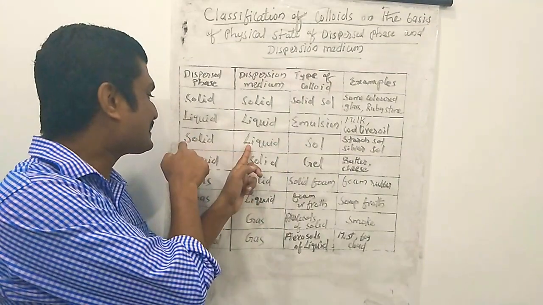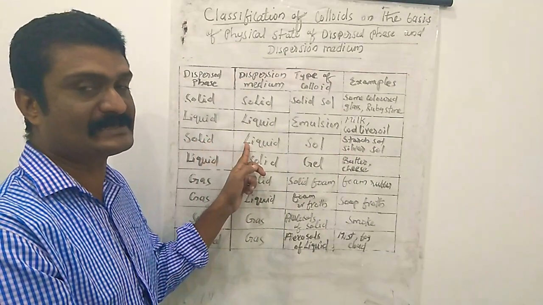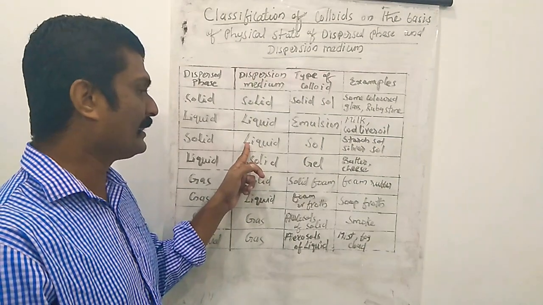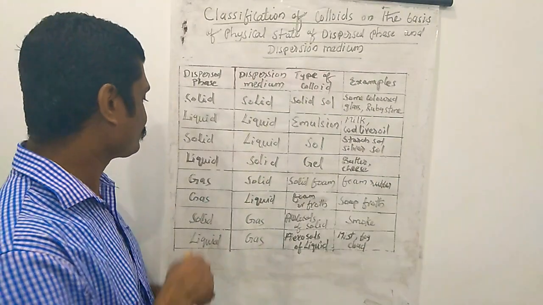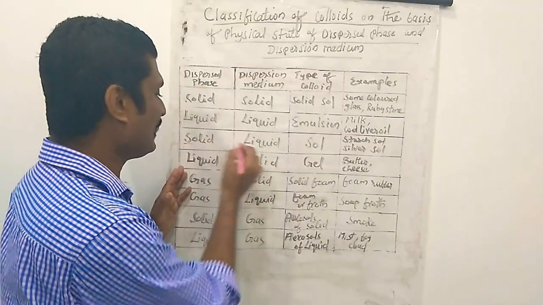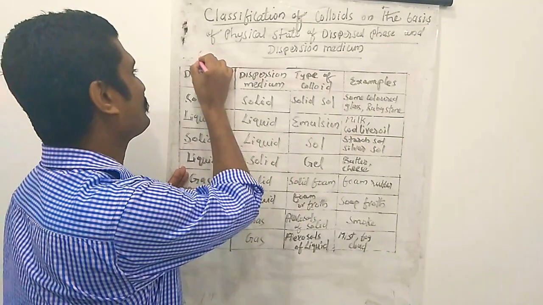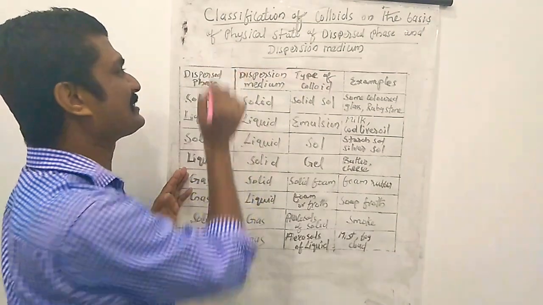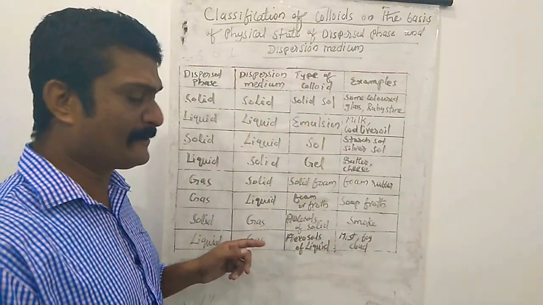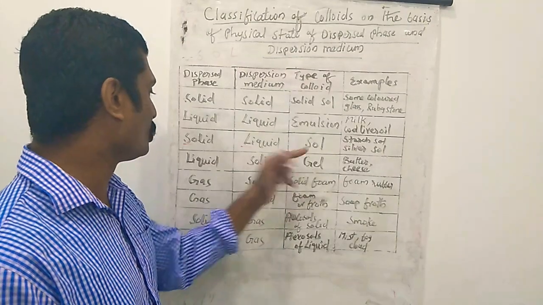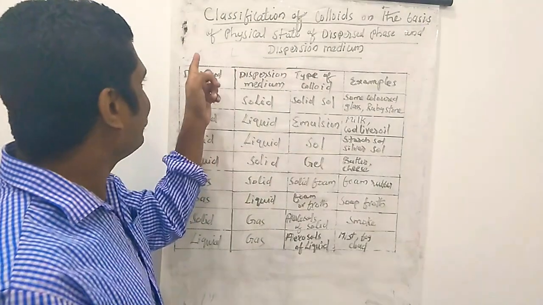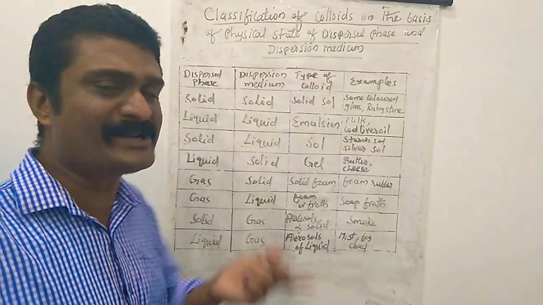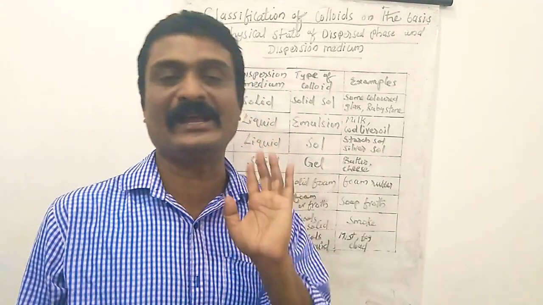Then next type, solid in liquid. S in L. Just you put S in L. Just you write O between S and L. It becomes sol. Okay. Solid in liquid. Sol. Then liquid in solid becomes gel.